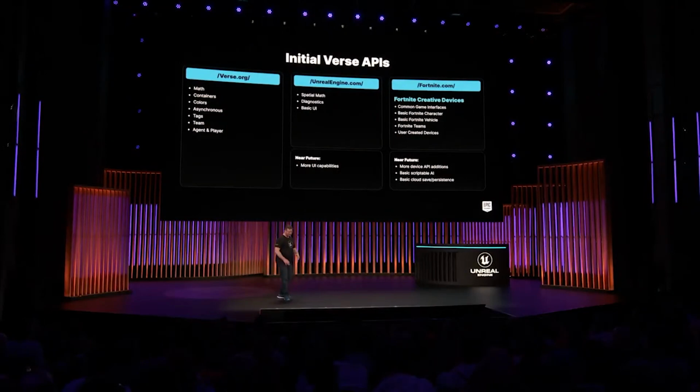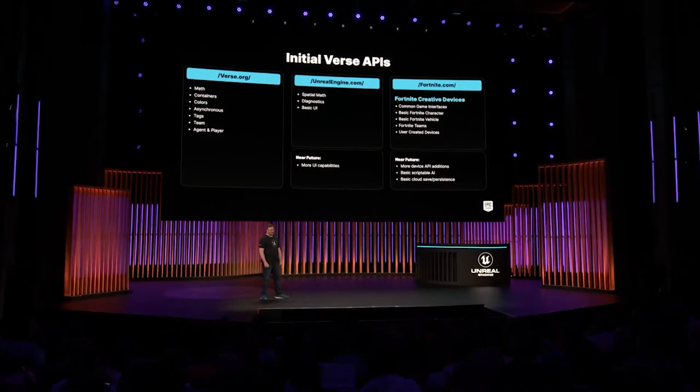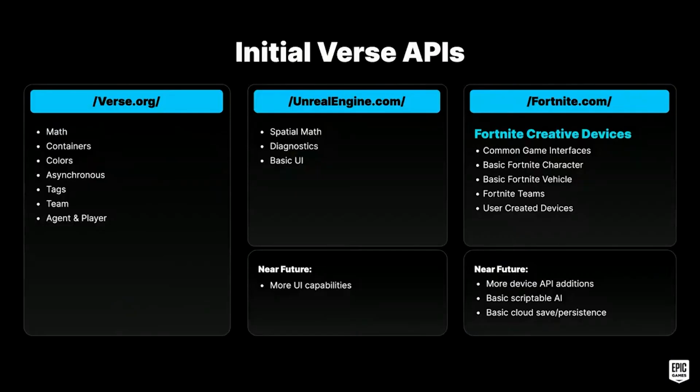So this represents roughly the high-level overview of where the APIs exist today. If you download the Unreal Engine for Fortnite, this is where you'll see the APIs exist. Inside of verse.org, you'll see math, containers, colors, and things that are agnostic for a game engine, but are generally in use in simulations like player and team.